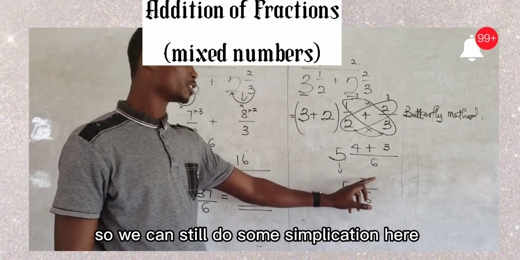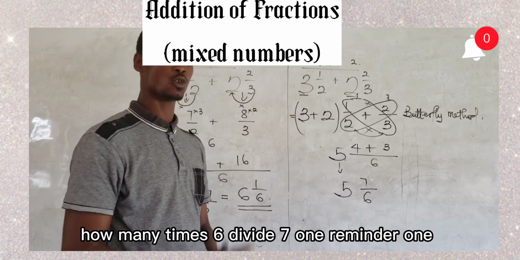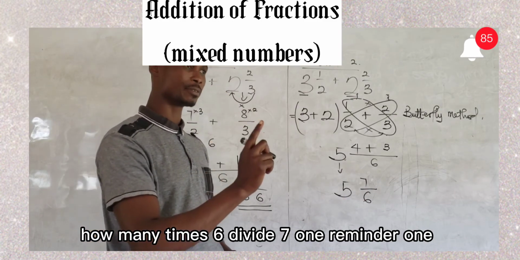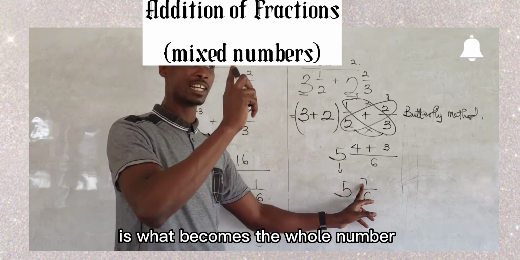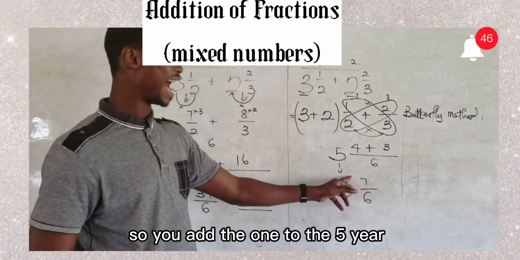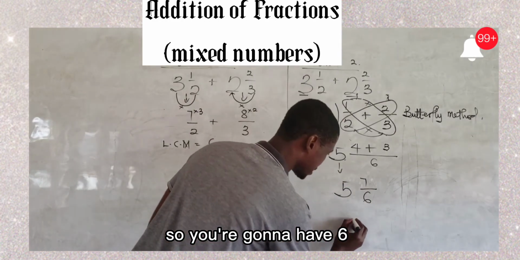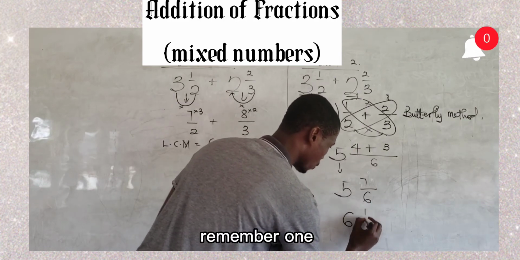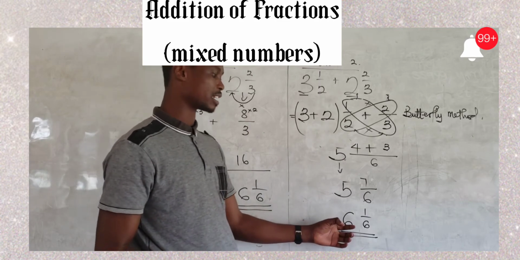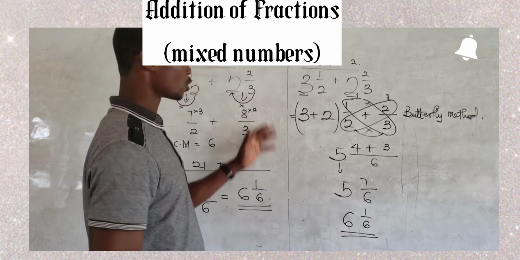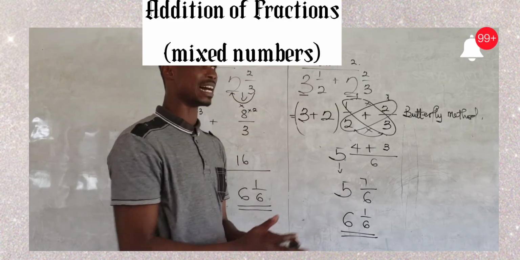So we can still do some simplification here. How many times will 6 divide 7? 1, remainder 1. So the number of times 6 goes into 7 is 1, which becomes the whole number. So you add the 1 to the 5 here. So you are going to have 6, remainder 1, 1 out of 6. Very simple. So our answer becomes 6 whole number, 1 out of 6. So you group the whole numbers together, put the fractional parts together, then solve them.